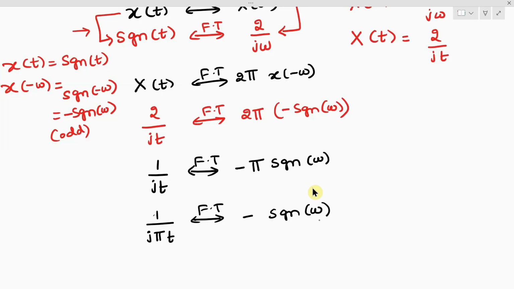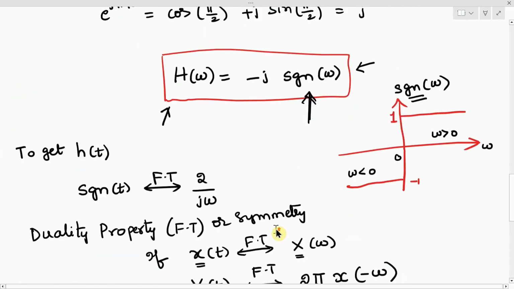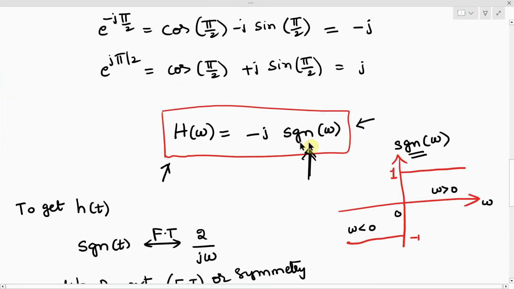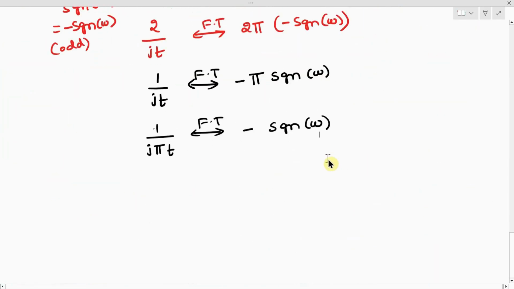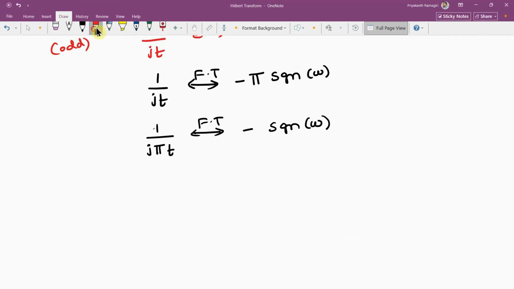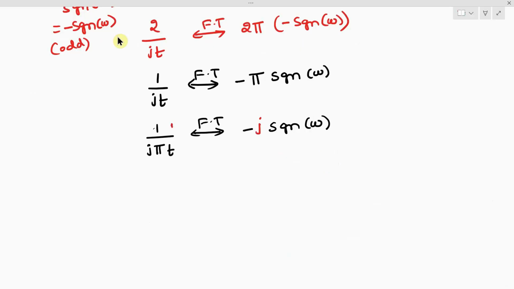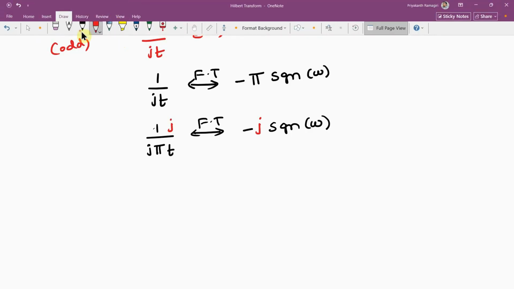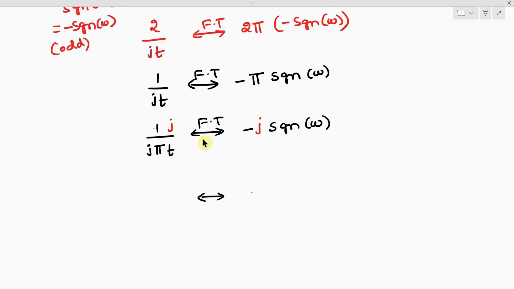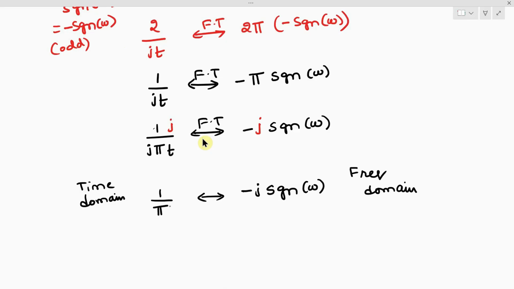Yes, sir. Right. But still this is not the correct one. What we need? An extra j is needed. So what will I do? I'll multiply with j on both sides. Then tell me the final result. Minus j signum function of omega you have got in the frequency domain. Now what is the time domain function? 1 by pi t. Right, 1 by pi t.